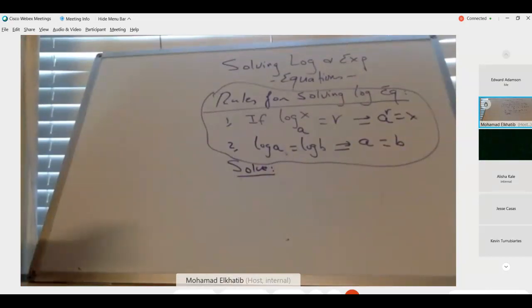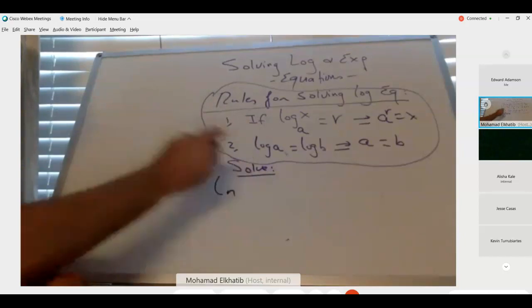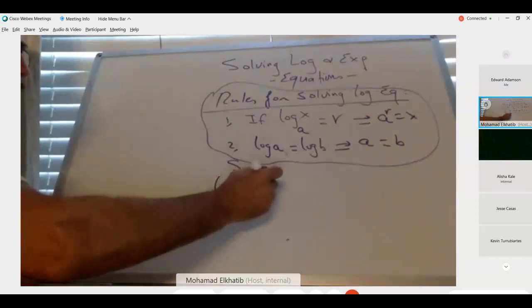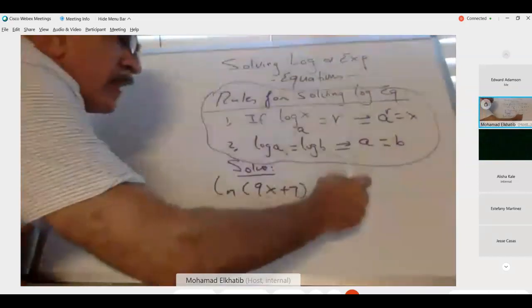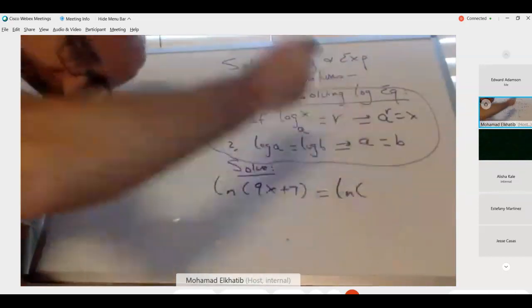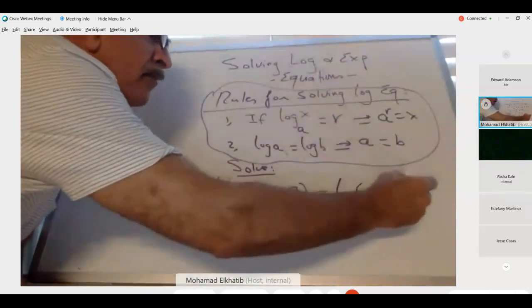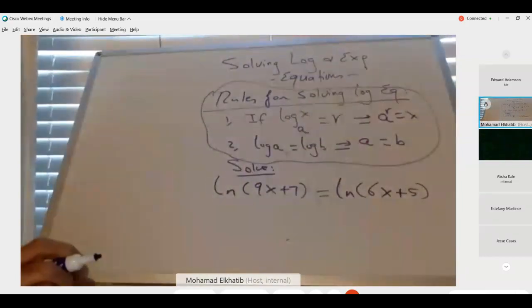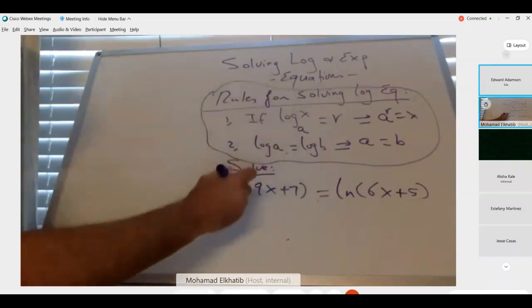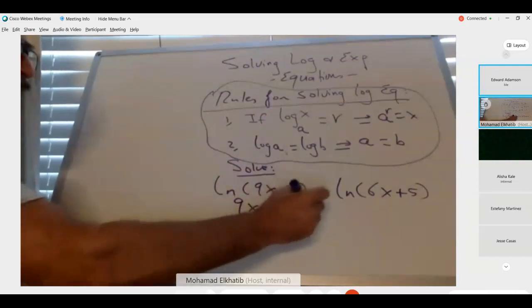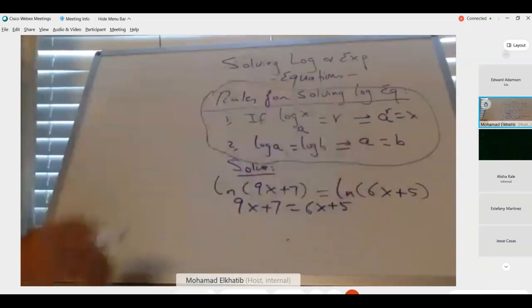How do I solve this type of problem here? ln, which is the same thing as log, but base e, right? ln of 9x plus 7 equals ln of 6x plus 5. So which rule do you think I can use? Rule 1 or rule 2? Who can answer that? Rule 2. Exactly. So you throw away the logs. See? Now you just have a simple equation. How do you solve it?